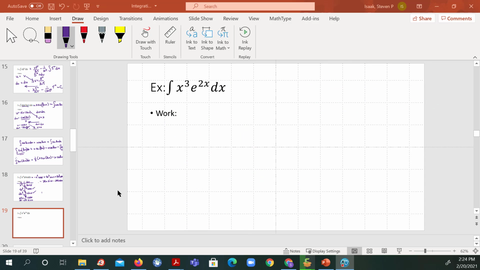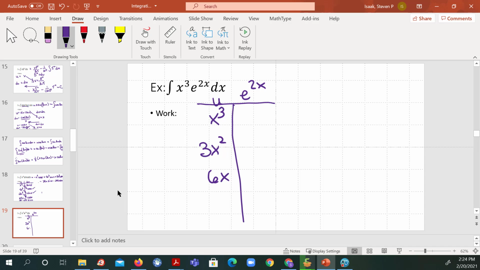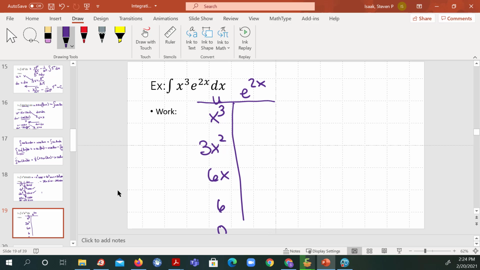I've never used PowerPoint to do this until today. The problem is I don't like the fact that I can't make it bigger, so I'm going to have to figure out how to make that better.